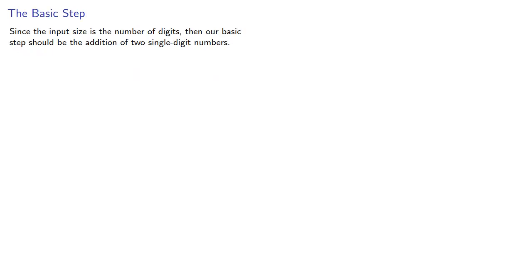Since the input size is the number of digits, then our basic step should be the addition of two single-digit numbers. So we'll regard every addition from 0 plus 0 equals 0 to 9 plus 9 equals 18 as taking one step.